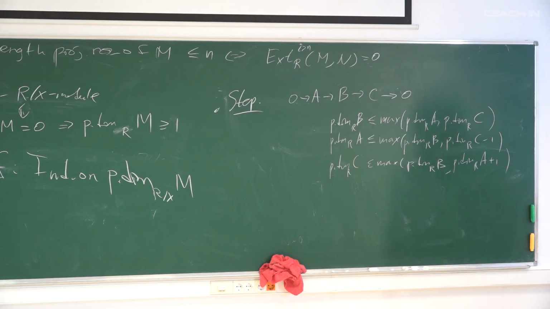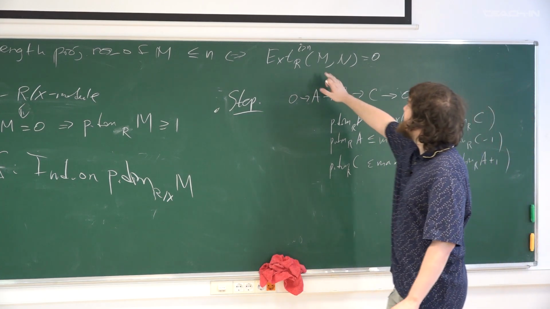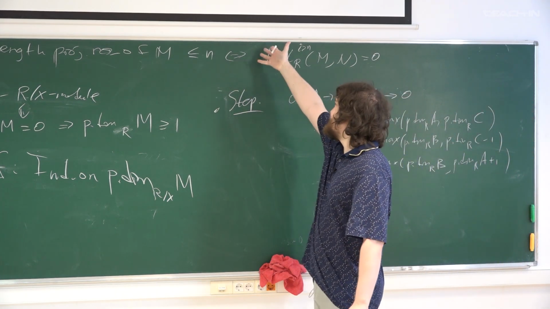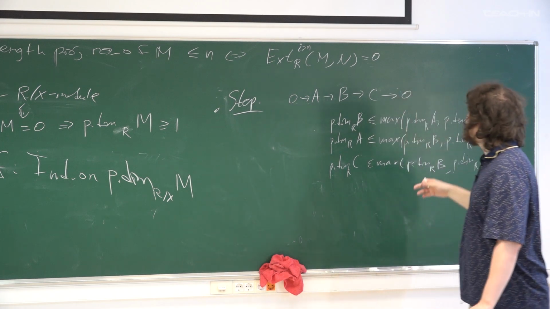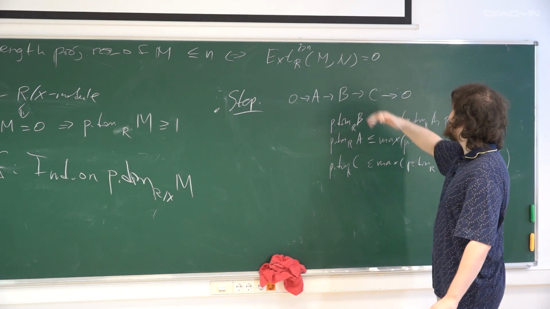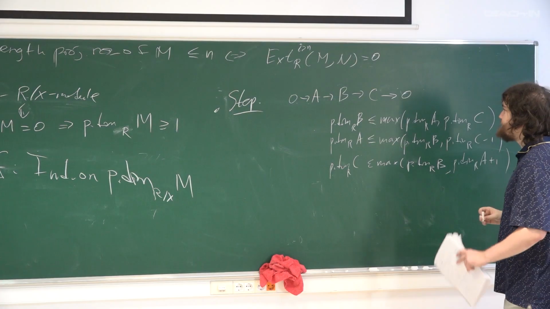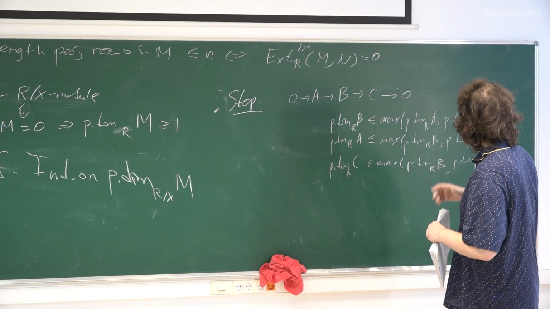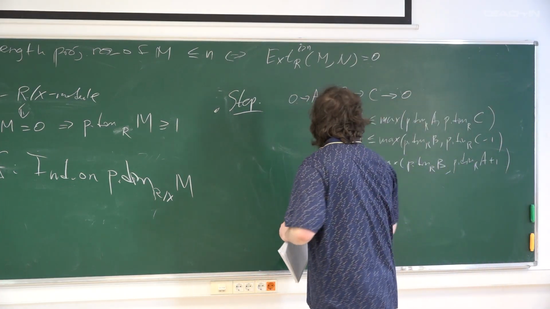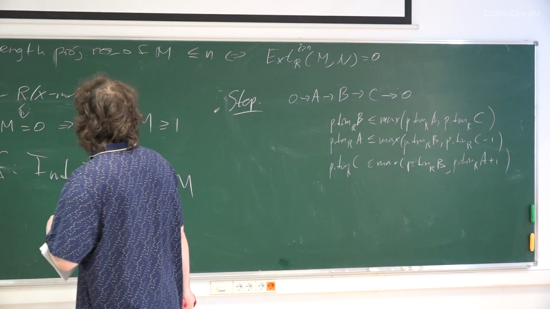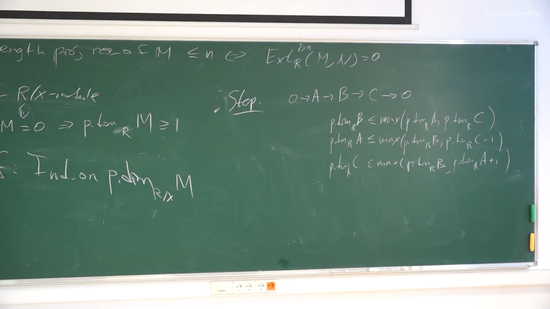It's easy to see from this definition, from this property, and from the long exact sequence of Ext for this short exact sequence. So it's easy to see. Okay, now we can use these estimates. Okay, it's what we need.